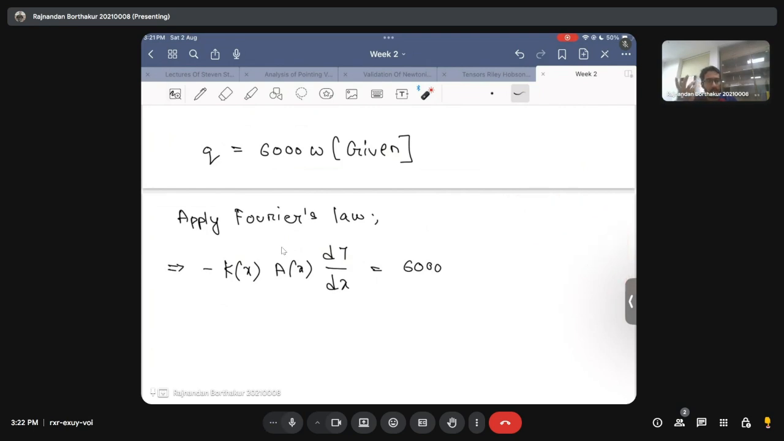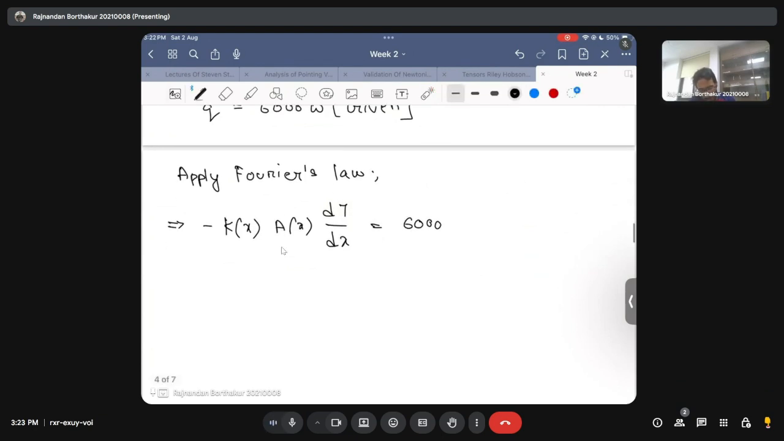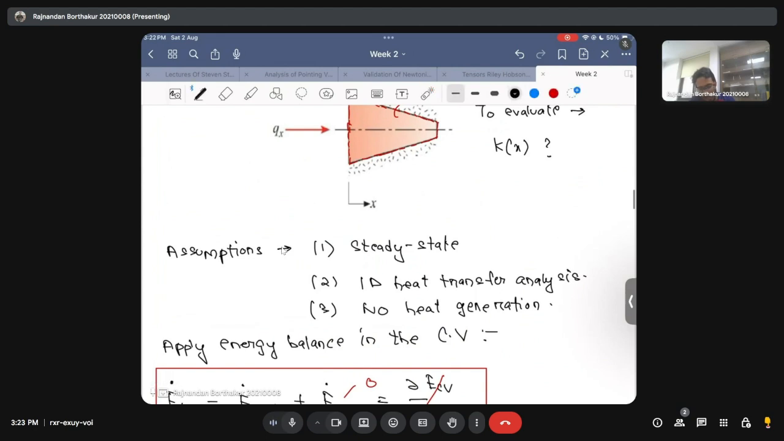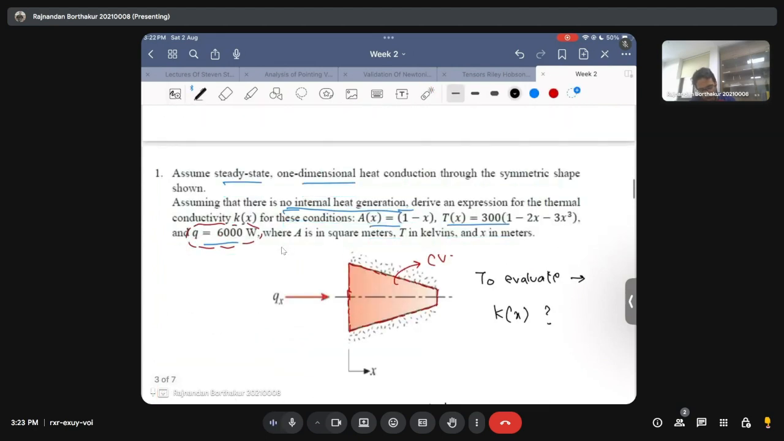Okay, but since we have assumed that the problem is one dimensional, we can use this form of Fourier's law, and we have extensively discussed this in the last class, how this simplified version of Fourier's law comes from the generalized form of Fourier's law. Now we need to evaluate this dT/dx in order to find this k of x, but that is known, right? Because your temperature profile is given to us.